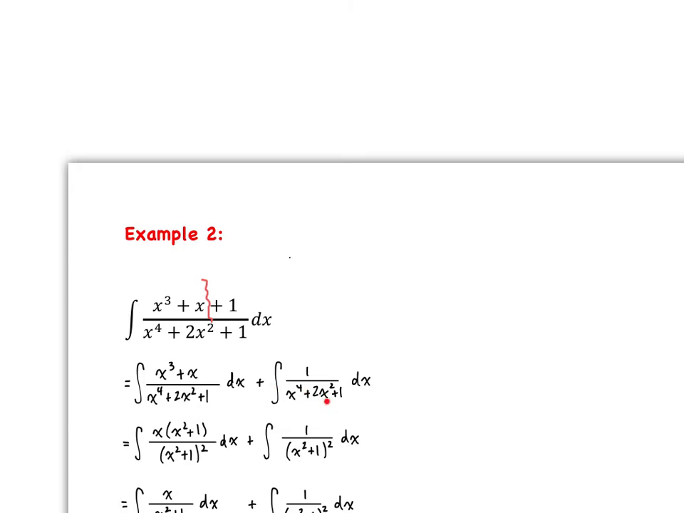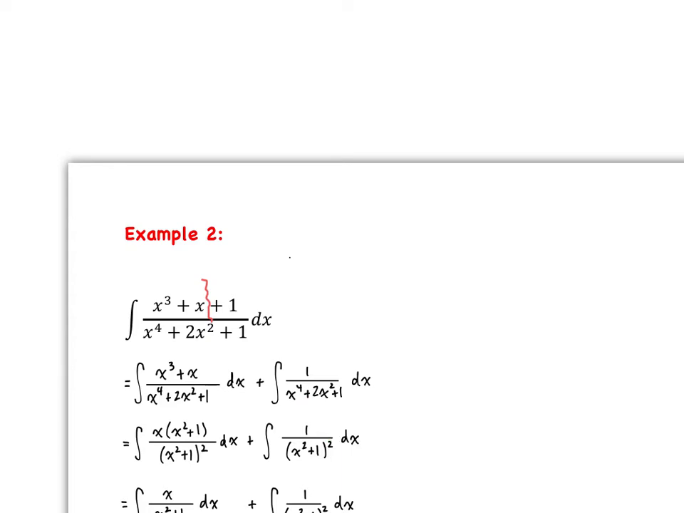Now, why would I do that? Well, what we should notice is we can factor this numerator by pulling out an x. We can factor that numerator, it's a perfect square trinomial, and then things will cancel a little bit nicer over here on this first integral. Over here, I'm just going to factor the denominator.